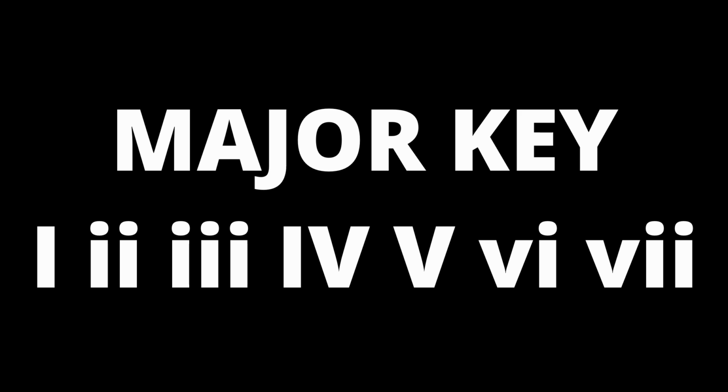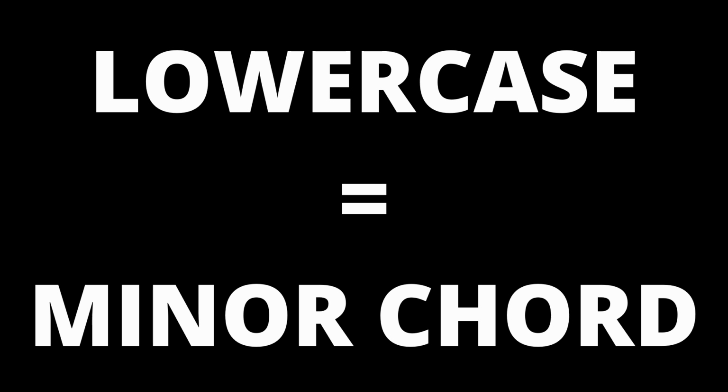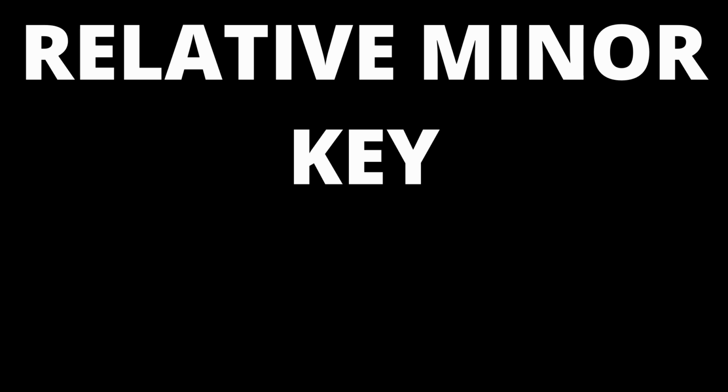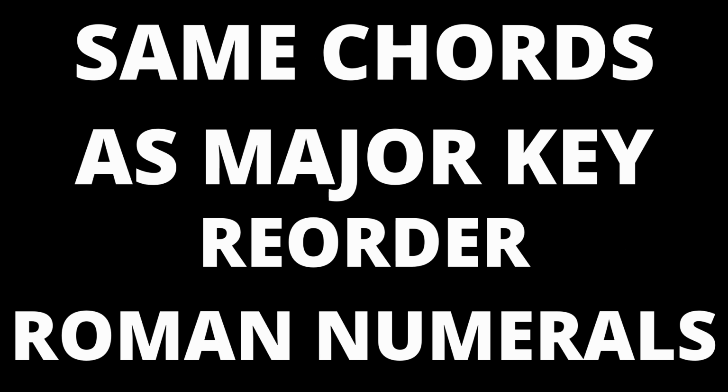A major key has 7 chords. When songwriting, they are referred to by the Roman numerals 1 to 7. Generally, the uppercase numerals represent major chords and the lowercase numerals represent minor chords. Every major key has a relative minor key. This minor key uses the same chords as the major key, but we reorder them using the Roman numeral system. Let's look at an example to clarify this.